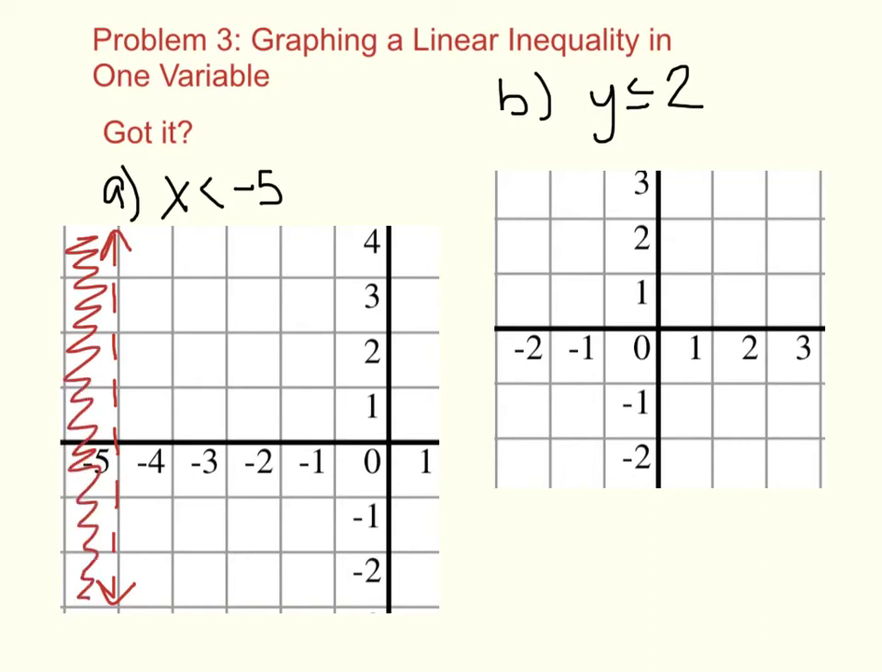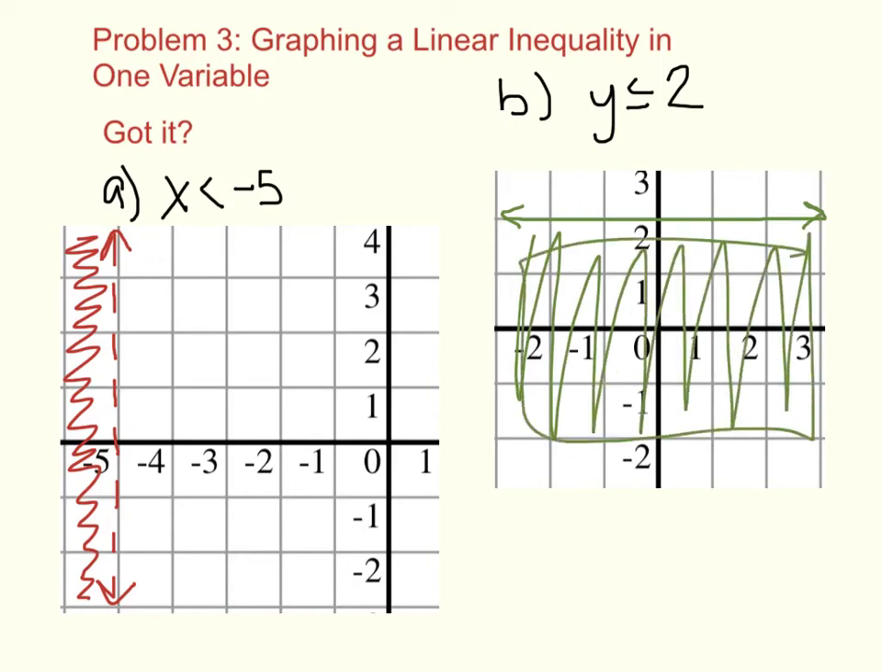In part B, y is less than or equal to 2, we're going to have a horizontal line through 2 on the y-axis. Because it's less than or equal to, it's a solid boundary line. And because it says less than, everything underneath this line would be shaded. And that would be your line. That's all you'll have to do to graph a vertical or horizontal inequality.